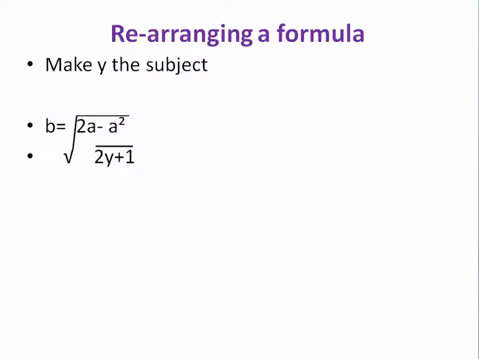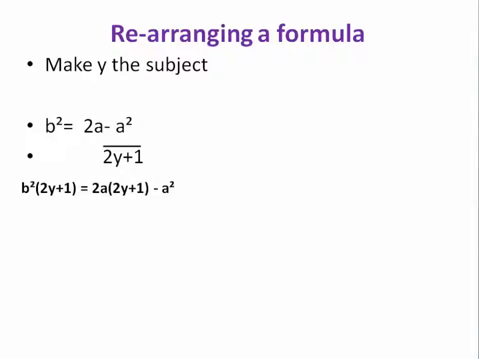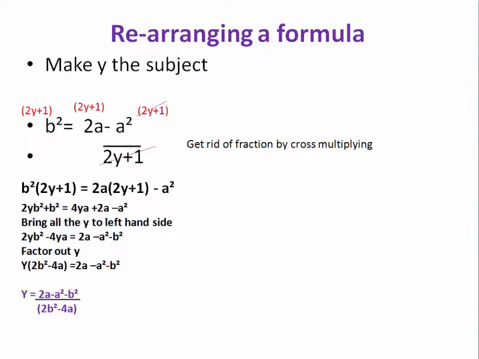Okay, let's go through the steps again. We're going to make the y the subject here, so get rid of the square root, so this becomes b squared equals 2a minus a squared, and it's the minus a squared divided by 2y plus 1. So we want to get rid of the fraction next. Get rid by cross multiplying.